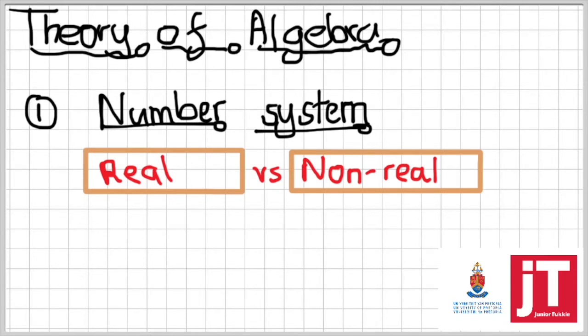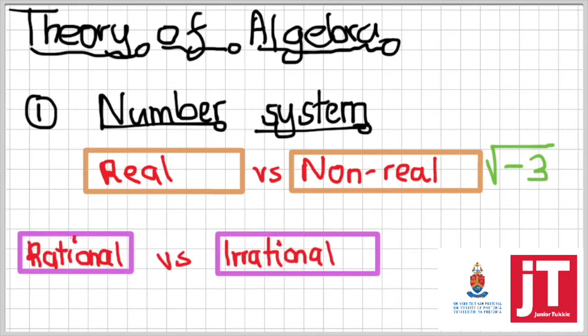What about a non-real number? Any number that you find under the square root sign and it's negative, like square root of -3. That's a non-real number. It's an imaginary number. It's non-existent. Concepts such as rational numbers versus irrational numbers.